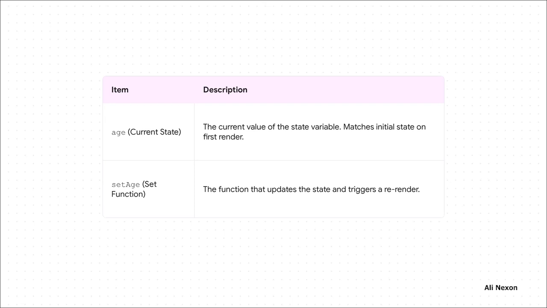The second one, setAge, is the updater function. And this is key. You never change the state variable directly. Instead, you call this function to tell React, hey, I need you to update this value. And React takes care of scheduling a re-render for you.